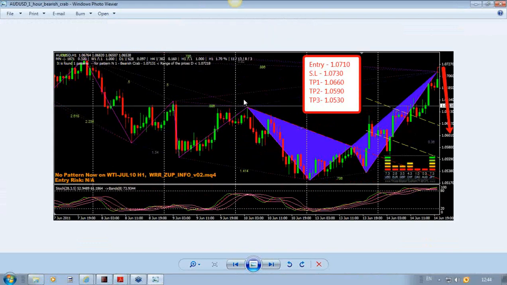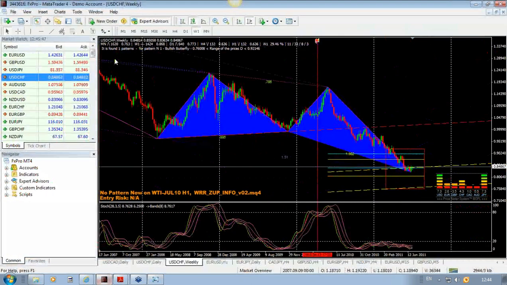Here it is, Australian dollar 1 hour crab. You see how small this range is, how extreme this area is. 20 pips stop loss, 50 pips first target, okay. The only reason, by the way, for the crab, and I will explain that, and the other is here, and the third is here. I will explain. It's specific for crab, okay? It's specific for crab. I just wanted to show you how it worked, and you can see it here.